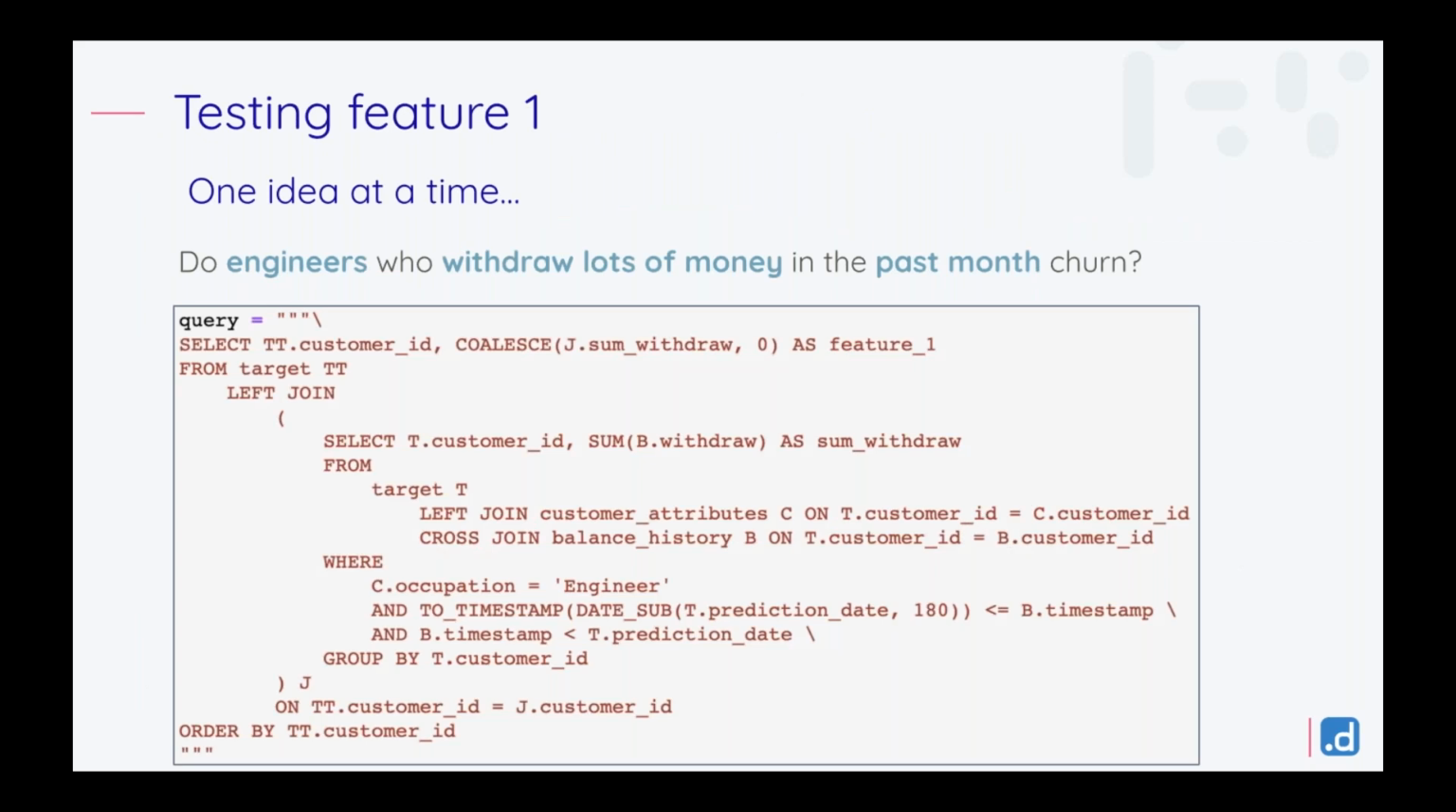Now let's look at specifically how this is done in action. Say the domain expert has one idea: do engineers who withdraw a lot of money in the past months, do they like to churn? So the idea may be very simple. Engineer is a tech job, a good-paying job. An engineer that withdraws less money maybe means potentially they are using a different kind of financial product, maybe a different kind of credit card product. If that's the case, maybe they are interested in a slightly different kind of credit card product offering.